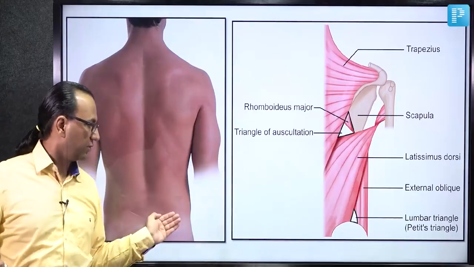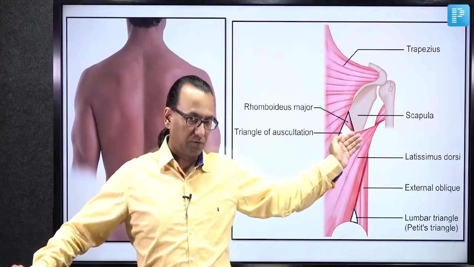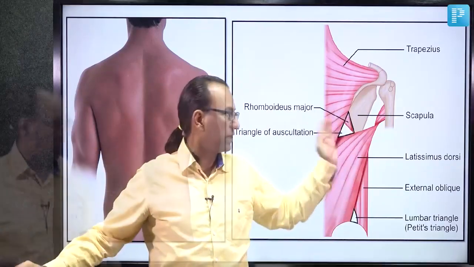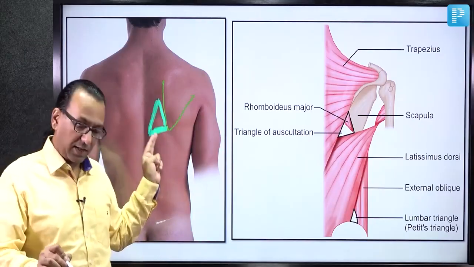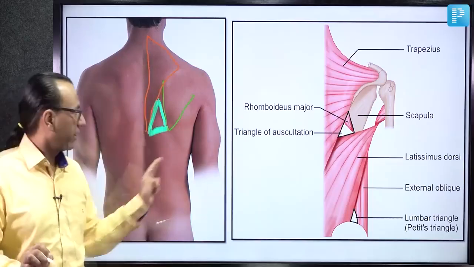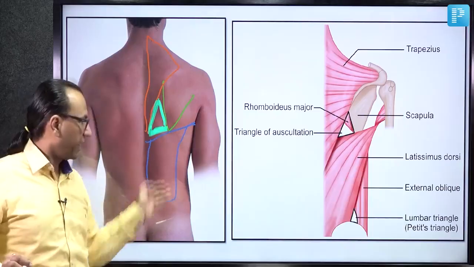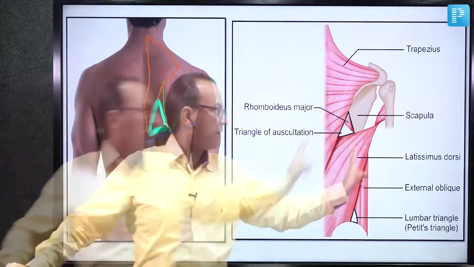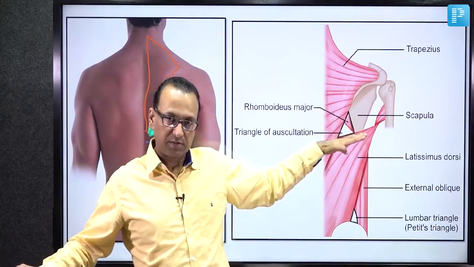Here we are looking at the two triangles at the back region. There is upper and lower. The upper is the triangle of auscultation, having very few muscles at the floor, and you can take your stethoscope and put it here for auscultating the inner viscera. It is bounded by the medial border of the scapula. You also find that it has a boundary of the trapezius muscle there, and the boundary of the latissimus dorsi muscle here. Muscle of lower back is latissimus dorsi, muscle of upper back is the trapezius. So, laterally is the scapula, superiorly is the trapezius, inferiorly is the latissimus dorsi.